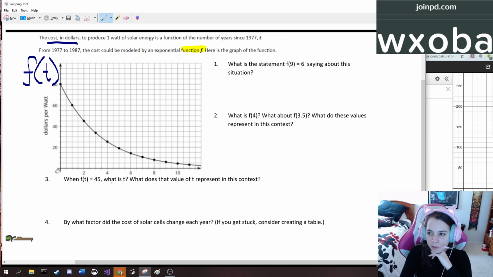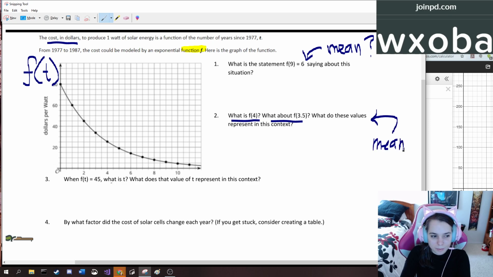So you should be able to draw on the slide. So what is the statement f of 9 equals 6 saying about the situation? So what does this mean in English, in words? What does f of 9 equals 6 mean? So in the context of this situation, what does this mean? Okay, and then again, what about f of 4? What about f of 3.5? Do these values mean anything in the context of the problem?